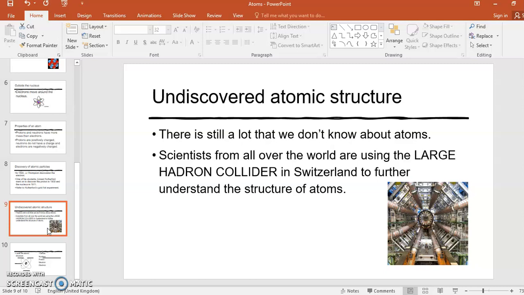Undiscovered atomic structure. Why? There is still a lot that we don't know about atoms. Scientists from all over the world are using the Large Hadron Collider in Switzerland to further understand the structure of atoms. I have shown one picture here also, you can see. It is built to investigate, or you can say to discover, new atoms. Scientists are still working, and hope they will find them, because you have seen in the periodic table there are still spaces left vacant for new discoveries. So the scientists are waiting for new inventions.